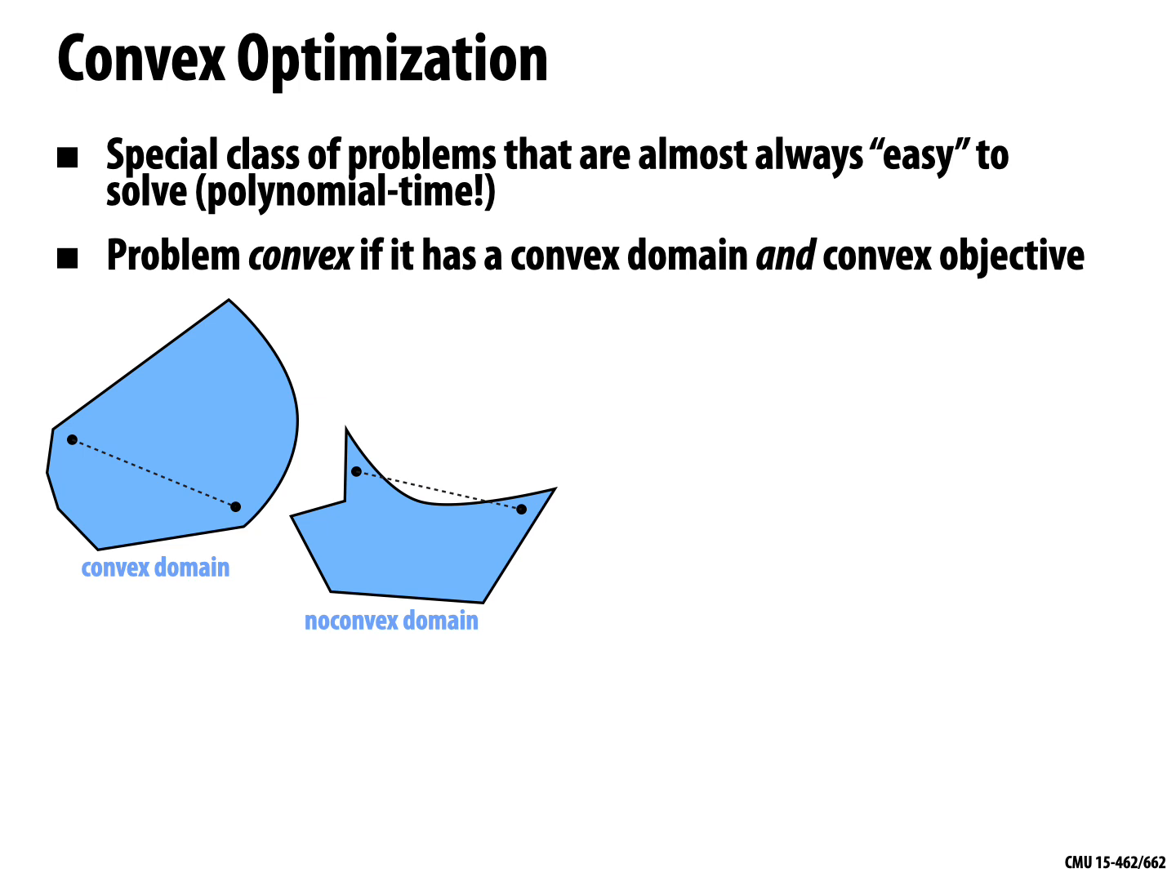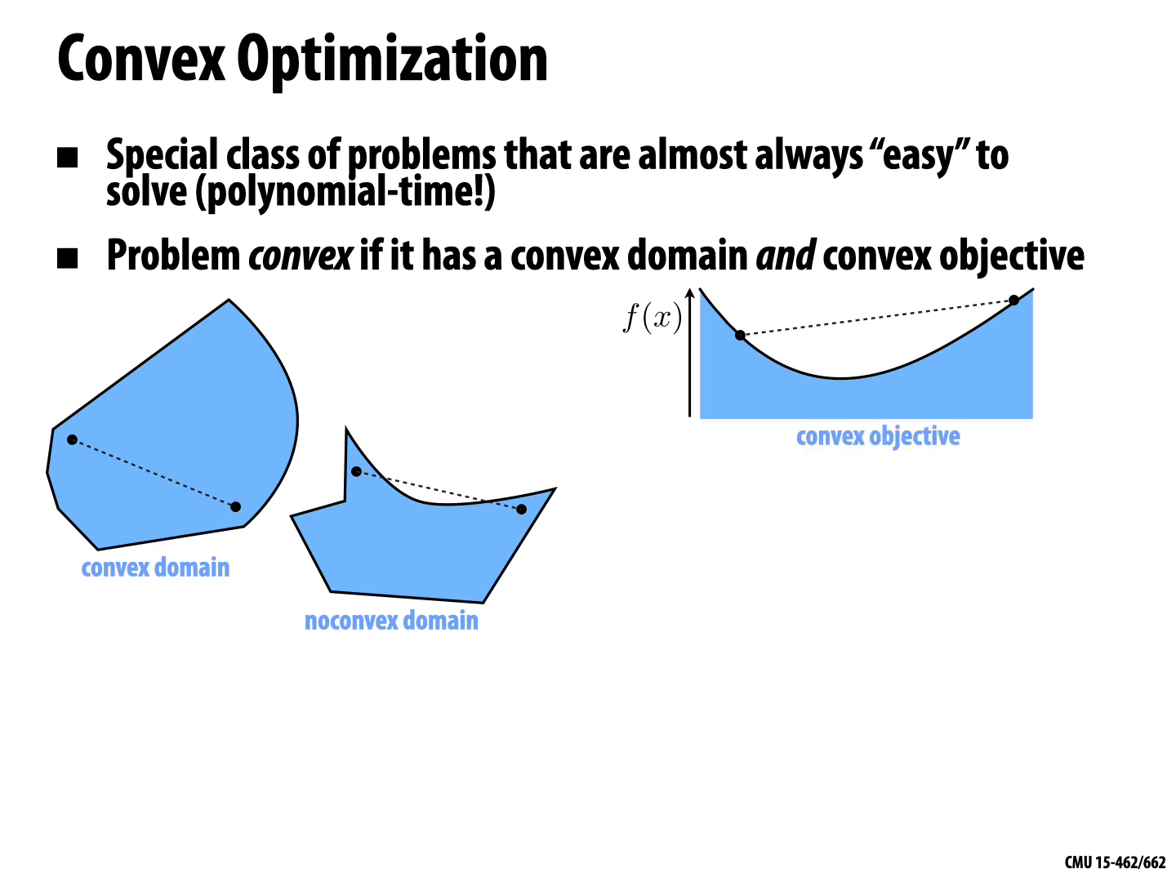Kind of a similar idea. If I look at the graph of the function, here it is, graph of f of x, and I take any 2 points and connect them by a straight line segment, I want that line segment to be above the graph of the function for all possible pairs of points. So you can imagine if I repeat that again for a different set of points, the segment is still above the graph. So we call that a convex objective.